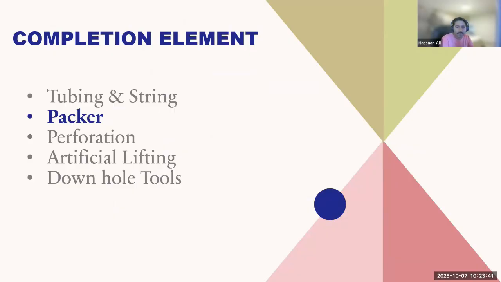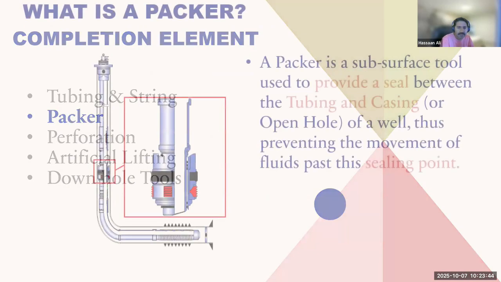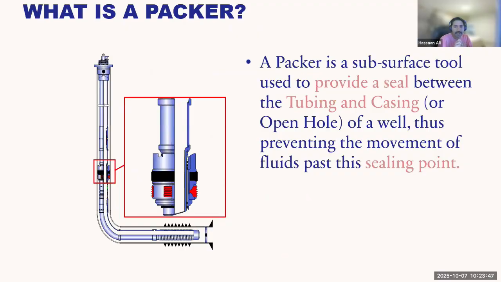Let's talk about packer. We have talked about packer in the last few slides, but let's see packer in a little bit more detail. So the packer is a subsurface tool that is used to provide a seal between the tubing and the casing. You can see right over here a packer deployed. Packer is part of the tubing, and it provides the isolation between the tubing and the casing, thus preventing movement of the fluid past this sealing point. So before that, the fluid can interact with the casing, but after the packer is deployed, it cannot interact with the casing.